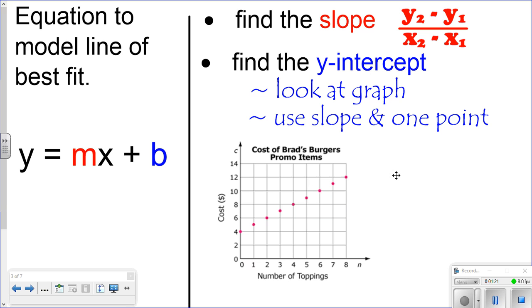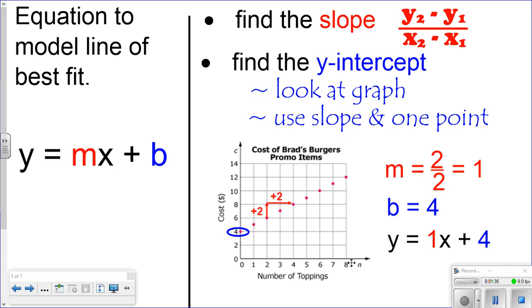So in this example, the m is 1, because if I choose 2 points, I go up 2 over 2. 2 divided by 2 is 1. Our y-intercept, you can see that that goes right through, so it's 4. So our equation is y equals 1x plus 4.